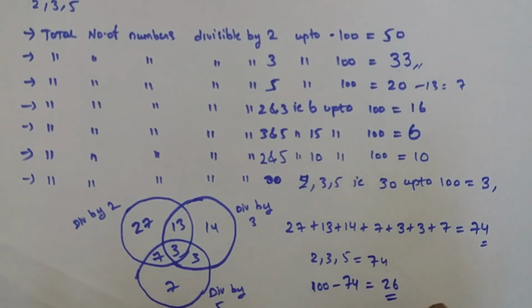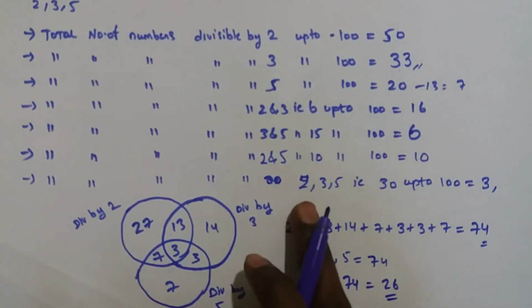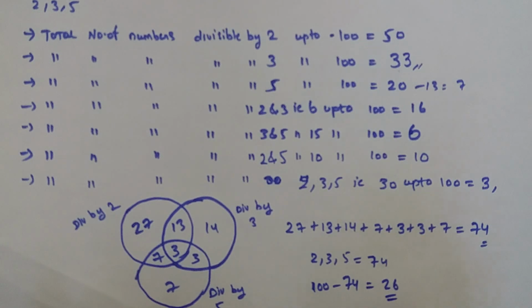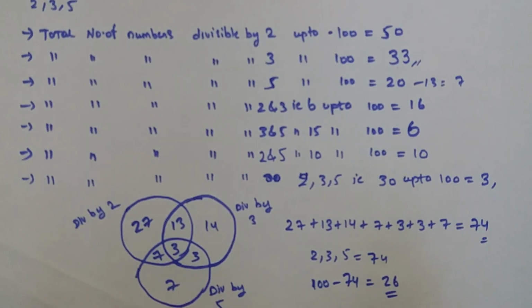26. ఇక్కడ మనకి మొత్తము 2, 3, 5 74 times divisible అయింది. ఇక్కడ 2, 3, 5 26 times నాట్ డివిజబుల్ అయింది, అంటే 26 times డివిజబుల్ కాదు, 74 times డివిజబుల్ అవుతుంది. దిస్ ఈజ్ ద ఆన్సర్.